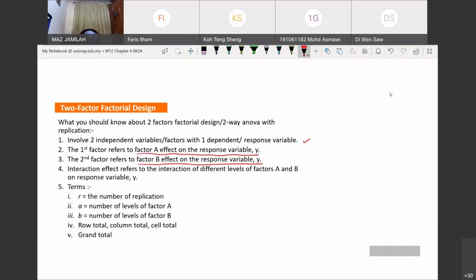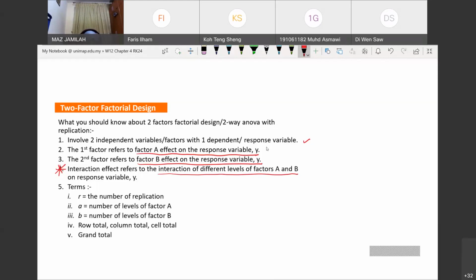And the most important thing will be this one. The interaction effect refers to the interaction of different levels of factor A and B on the response variable Y. So we will see how, when we are talking about the interaction of different levels of factor A and B, this will be the main concern when we do two-way ANOVA or two-factor factorial design.